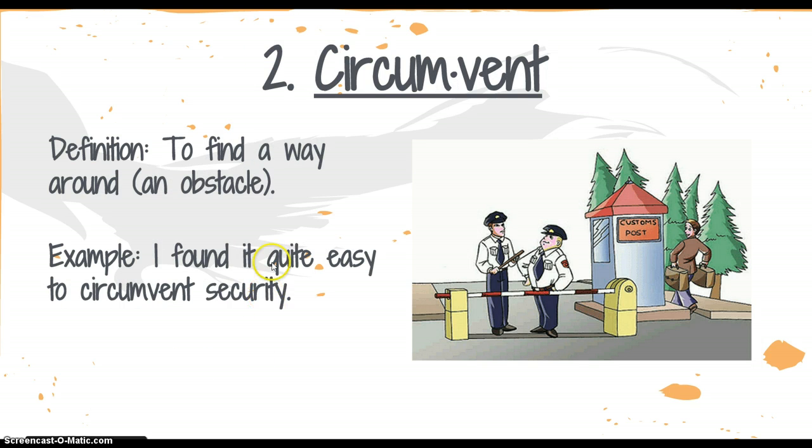Our next word is circumvent. You're going to write your word in your word wall. You're going to separate the prefix from the base word by drawing a line right here. Circumvent. Definition of circumvent: to find a way around an obstacle. Again, to find a way around an obstacle. Example: I found it quite easy to circumvent security. And here's a picture of two security guards talking, and here's this guy just slipping on by. Okay?